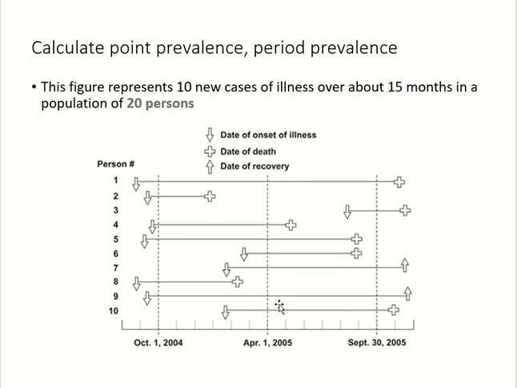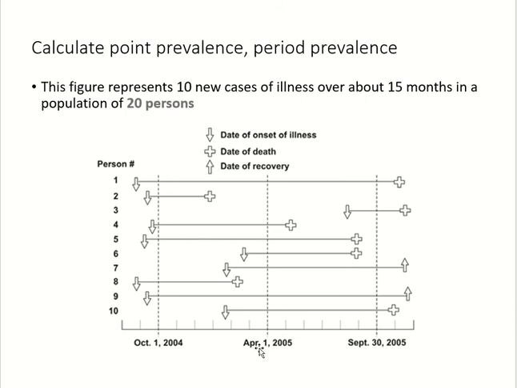Now let's change the period. If now my period prevalence is between October 1 and April 1, who will be part of my period prevalence? Well, number 1 will be counted because look at the line, it's part of that. Number 2 will be part. However, number 3 will not be part of my numerator. Okay. Number 4 will be part of my numerator. Everybody else will be part of my numerator.